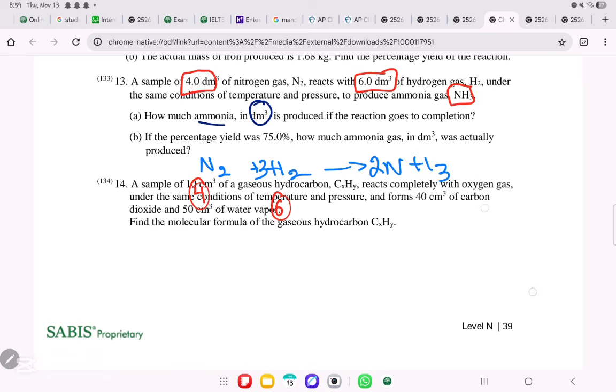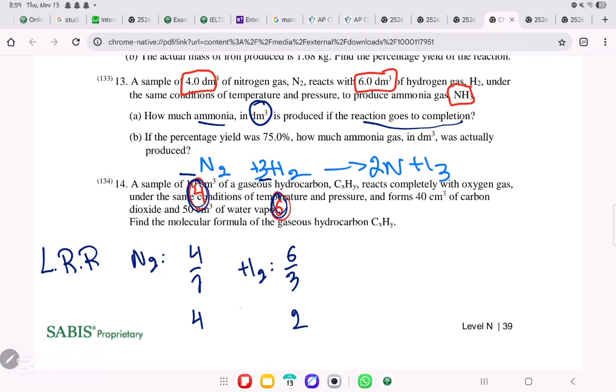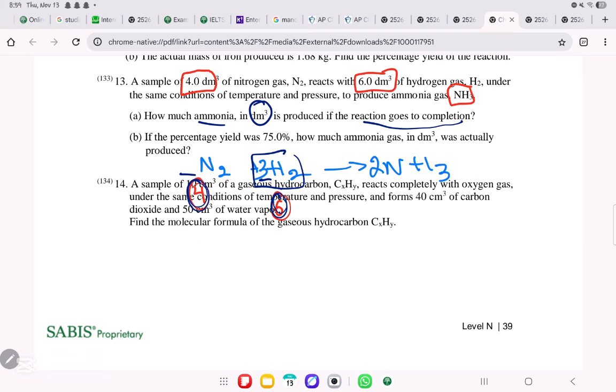So first thing we need to do in this scenario is find the limiting reagent ratios. Let us do it for each of them. We'll take the volume divided by the coefficient, right? So for N2 it's 4 over 1. For H2 it's 6 over 3, so 4 and 2. For sure 4 is greater than 2. That means my limiting reagent is H2. What does this mean? This means my whole equation revolves around H2. That means if 3H2 became 6 decimeter cubed, then 2H2 is going to become 2 decimeter cubed, for the ammonia.